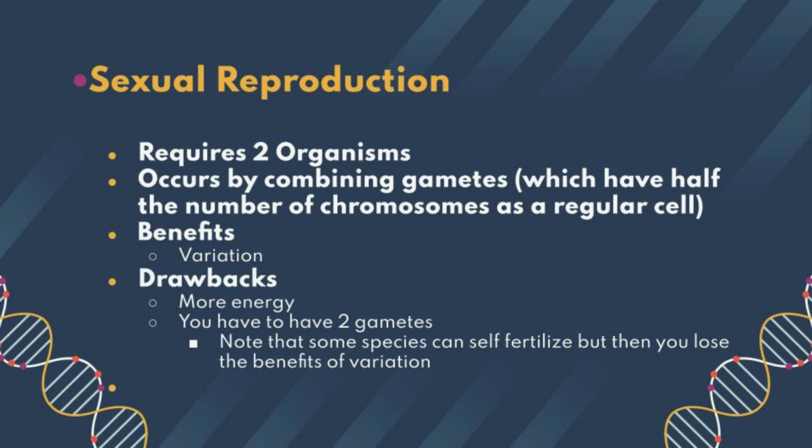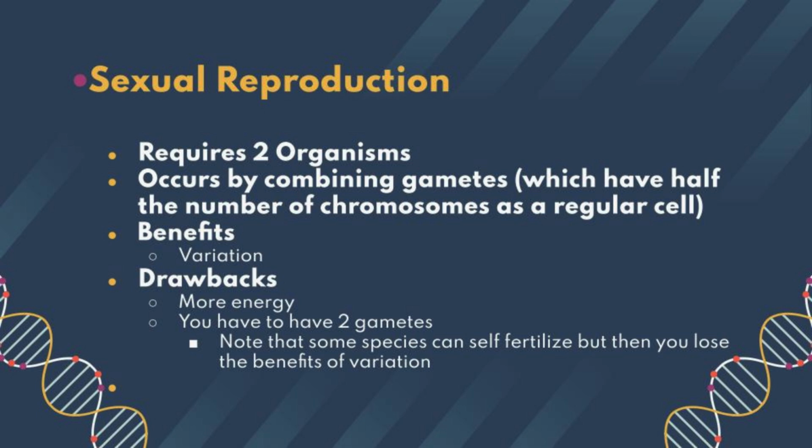Sexual reproduction, on the other hand, requires two organisms, and it occurs by combining gametes, which each have half the number of chromosomes as a regular cell. They're called haploid, is what that is. So this means you get half your genetic information from one parent and half from the other. The benefit of this is variation.